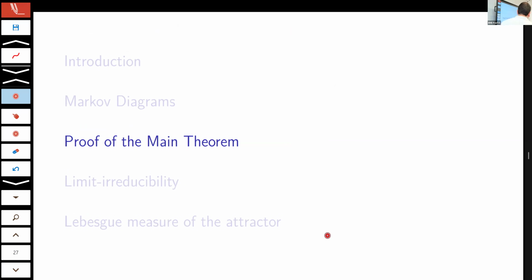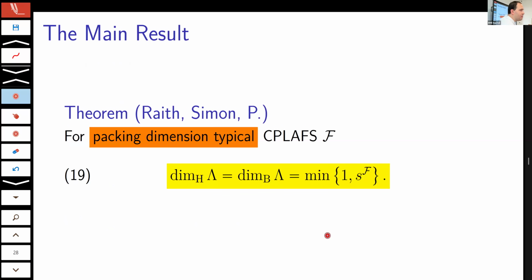Now, I'm about to show you how the main theorem is proved using the Markov diagrams and their properties, relying on several other theorems as well, but mainly on the lemma I just showed that connects the spectral radius with the natural pressure function. So again, this is the main theorem that I'm about to prove. Of course, I'll skip the details. I just want to show you the main idea of the proof and how Markov diagrams are used to prove such a result.